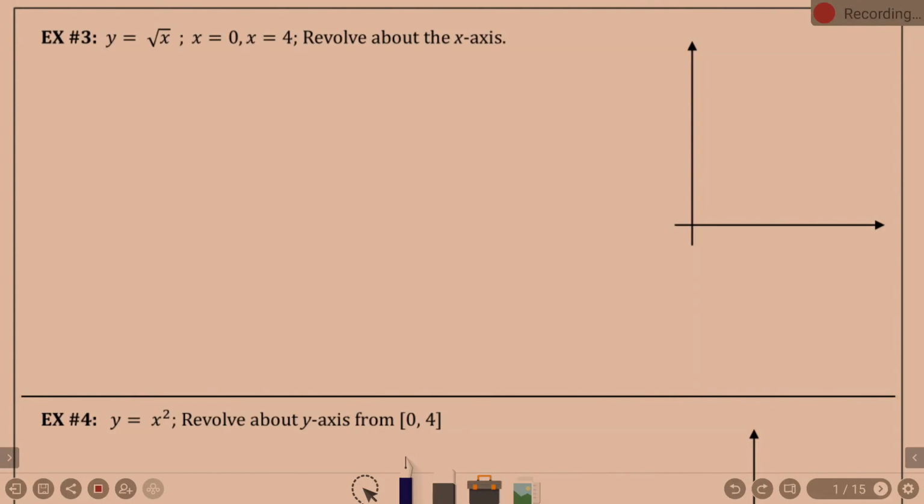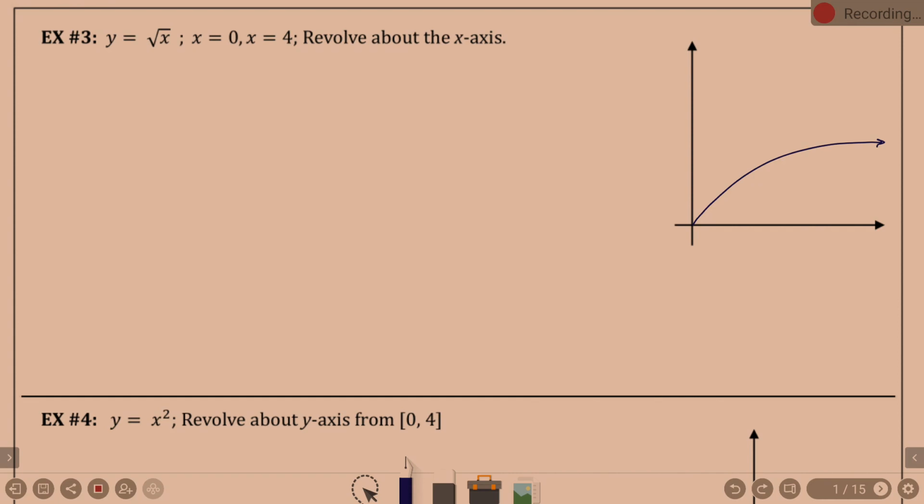y equals square root of x, x equals 0, x equals 4, revolve about the x-axis. Okay, this is where graphing knowledge comes in. What does y equals square root of x look like? Like that? Yep. Okay, what's x equals 0? A line at 0, a stopping point.